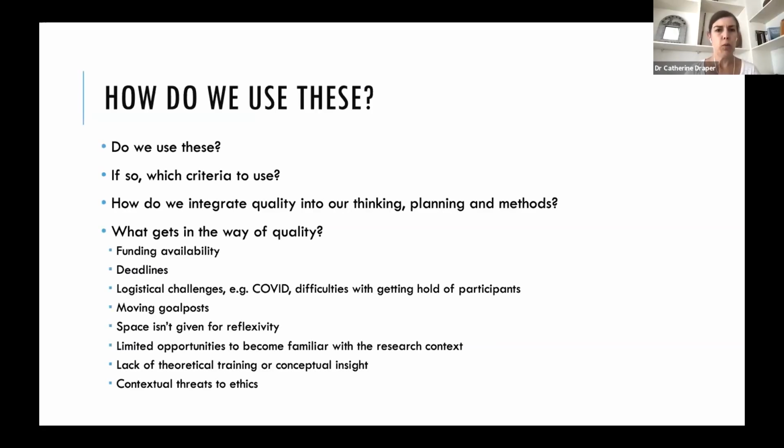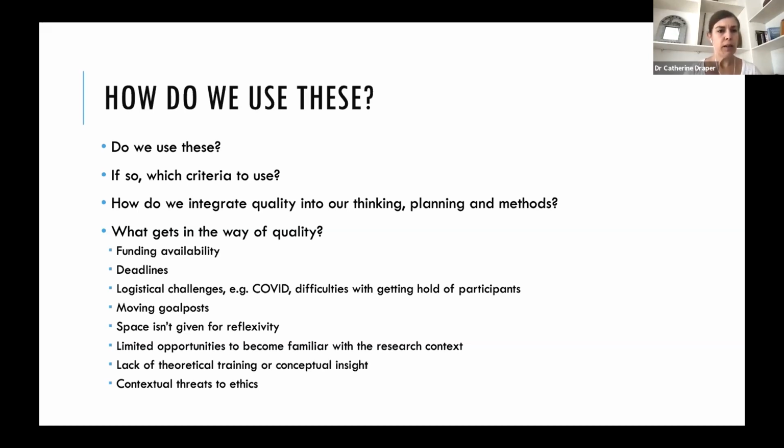So in terms of how we use these, I guess the first question is, do we use these? Bearing in mind the critiques that I mentioned, do we use them if journals require it? Do we push back on that? I'm not going to necessarily give a hard and fast answer to that.